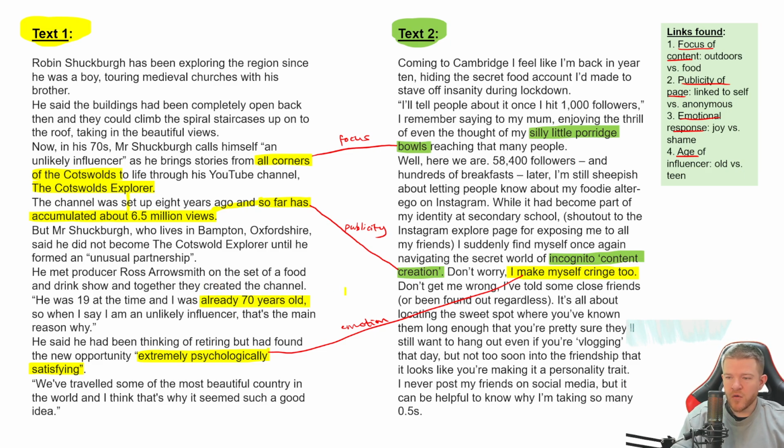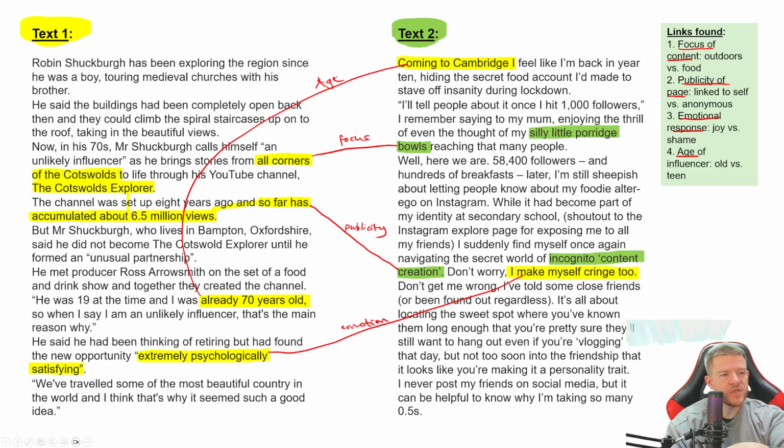Already 70 years old, and then coming to Cambridge. So already 70 years old means that he is retirement age, whereas Jess has just arrived at university, Cambridge University, which means that she is obviously likely to be about 18, 19 years old. So she is a first year at an undergraduate degree.